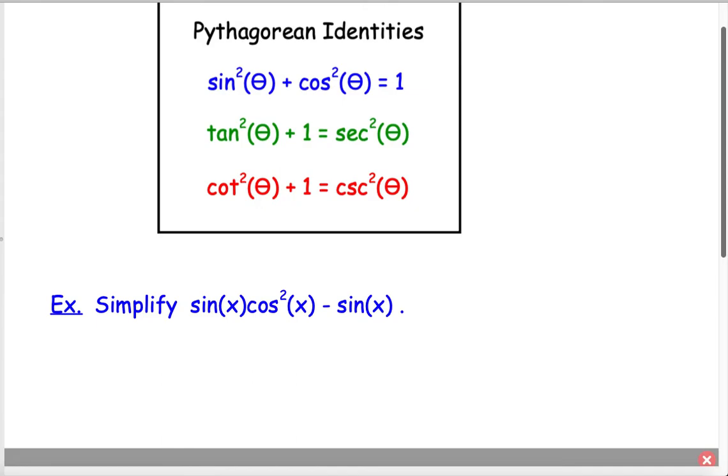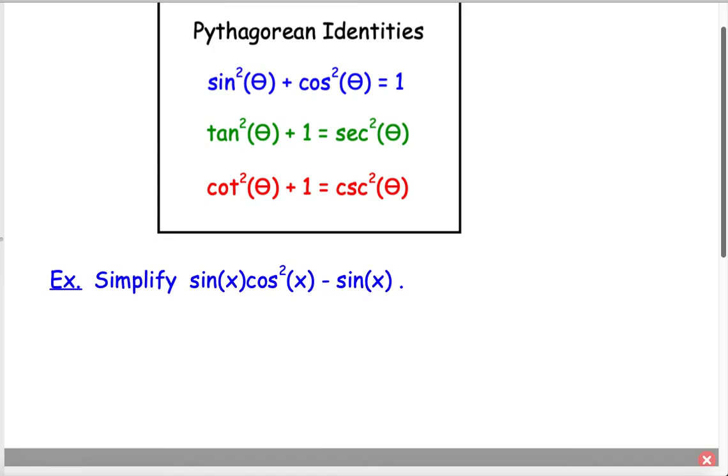I'd like to simplify the sine of x times the cosine squared of x minus the sine of x. Now, first thing I want you to notice is this is an expression, not an equation. And the only thing you can do with an expression is to do some legal algebraic manipulations that we've learned in the past, like factoring, multiplying by forms of 1. And so we want to look at this and think, okay, what can I do with this?